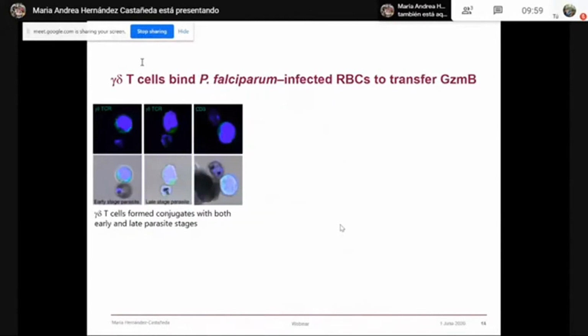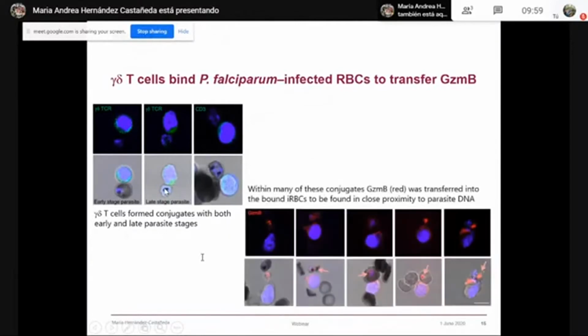Also, when we used high resolution confocal microscopy, we saw that these gamma delta T cells form conjugates with both the early stage of the parasite and the late stage of the parasite. You can see here the gamma delta are in green, and here are the parasites. And also within many of these conjugates, the granzyme B, which is in red, was transferred to the parasite.